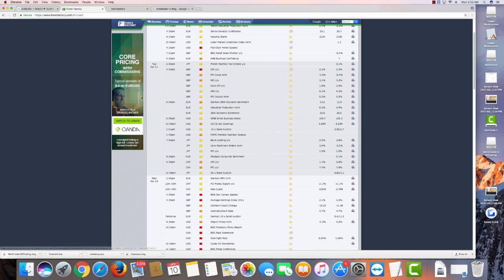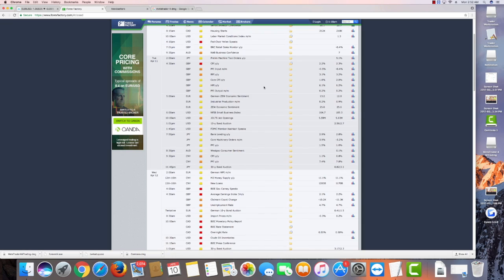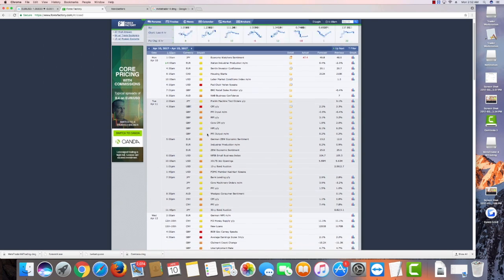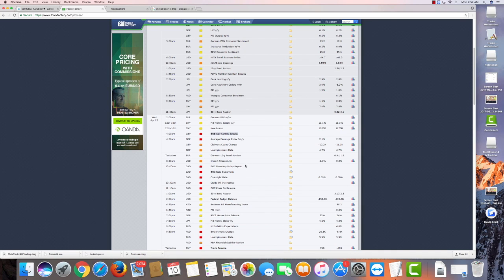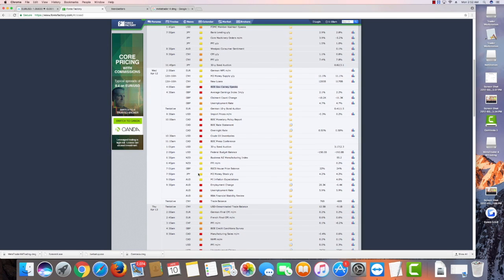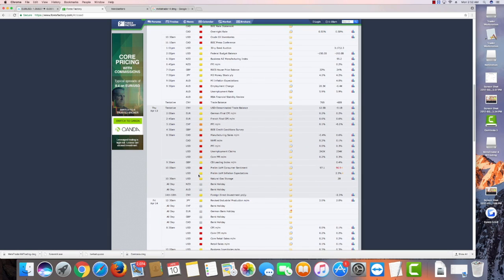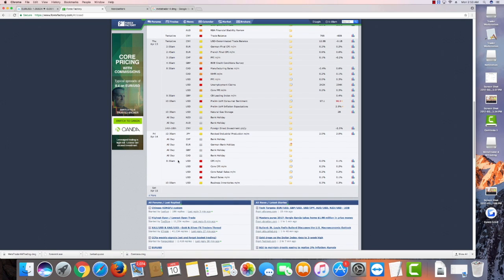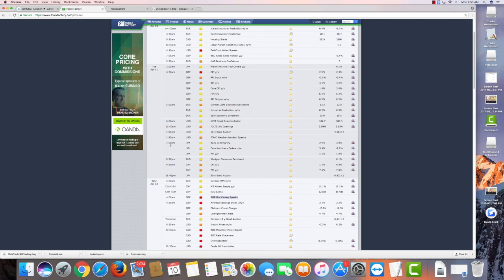Some news may not even be on our calendar, but as you can see, we have the Federal Reserve Chairman Yellen speaks. We have the pound CPI. We have the Bank of England, Governor Carney, Bank of Canada rate statements, Australia's unemployment rate, US unemployment claims, and also US CPI and retail sales. So these are the market movers.